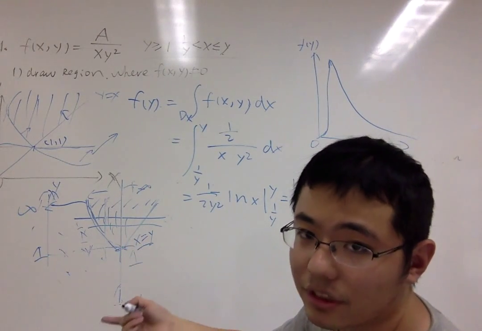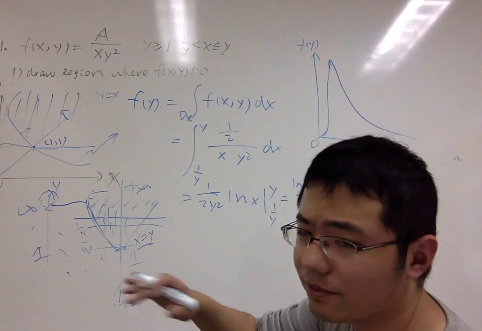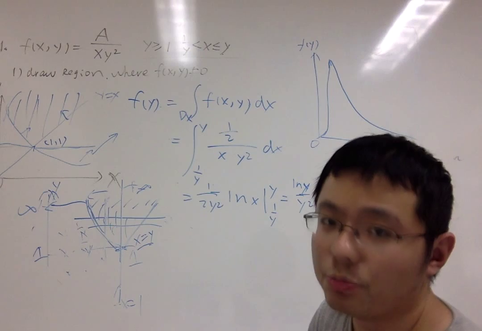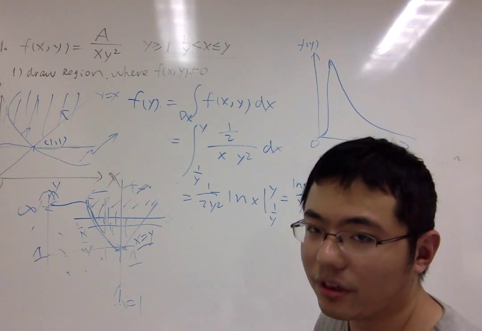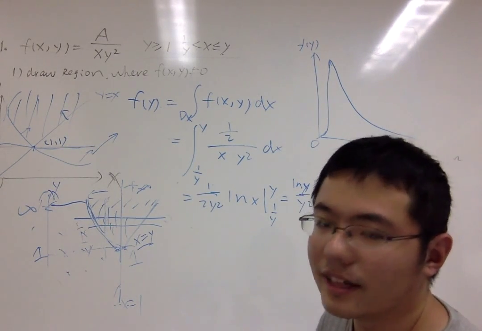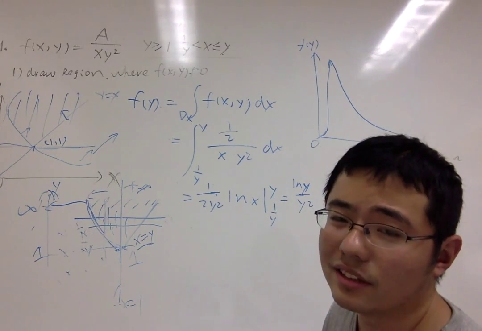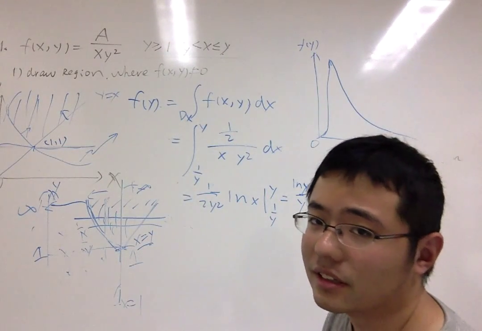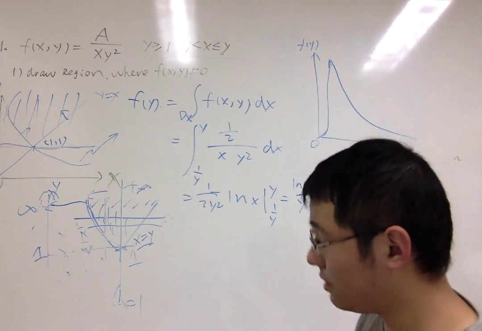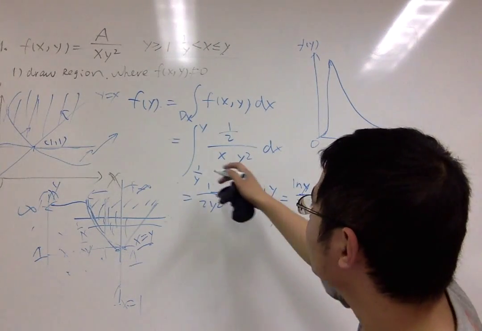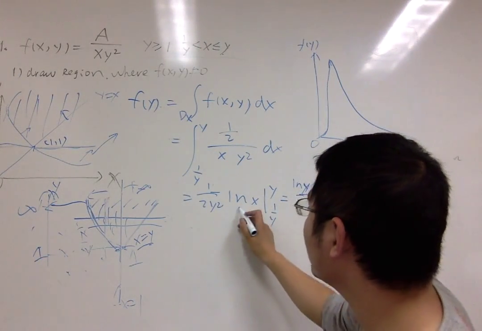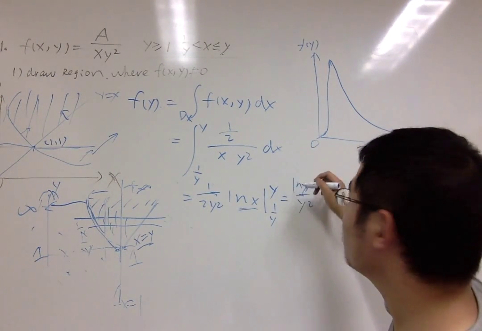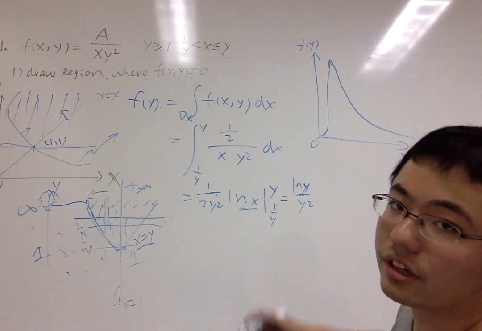In which case a vertical line has an intersection with two particular functions. Whenever you move the vertical line, it intersects with the same two functions. So it's just 1 over y to y, like we did in the first question, and we do the integration and finally get ln x, with x from y to 1 over y, and we get ln y over y squared.